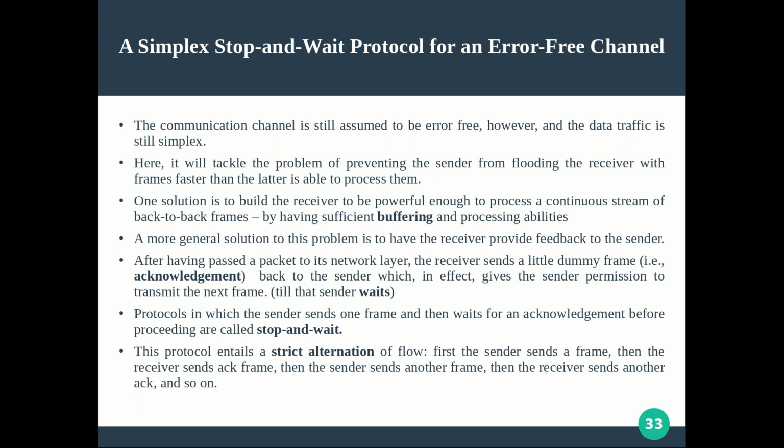So this protocol entails a strict alternation of flow. First the sender sends a frame, then the receiver sends the acknowledgement, again the sender sends another frame, then the receiver sends another acknowledgement, and so on. So there you can see a kind of strict alternation between the sender and receiver: frame, acknowledgement, again frame, acknowledgement. It should happen in that order itself. So in that way you have to build the software, or the data link layer part of the software at least. So this is how the simple stop and wait protocol is working.